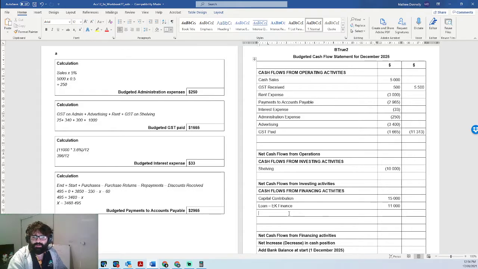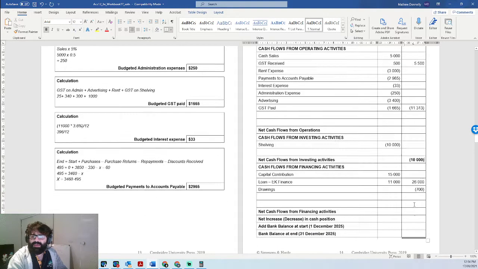So, okay. Let's just keep going, and then drawings, and we'll put the brackets there, and that was 700 in cash, and that is 26,000. Now we just need to do our subtotals. We'll do the easy ones first. So we know that's 10,000. We know that's 25,300. We know those numbers. We know the starting bank balance was 0, so we can just move that there.